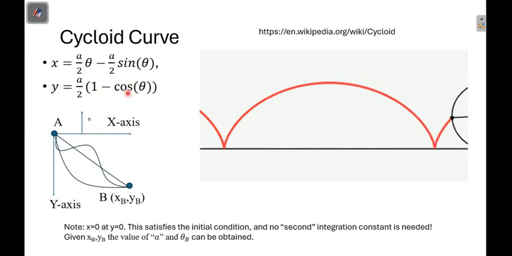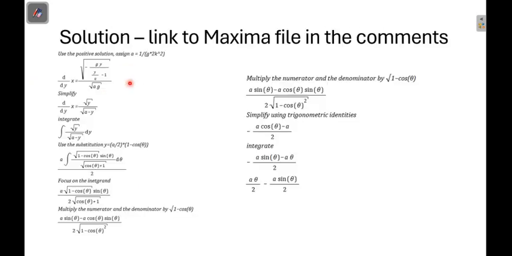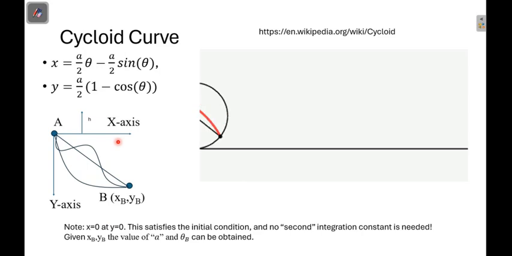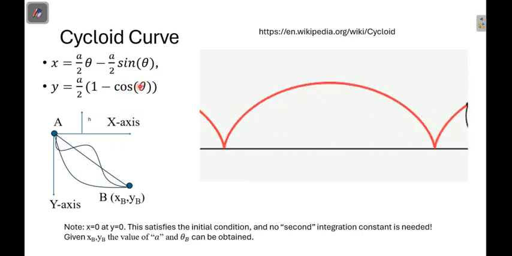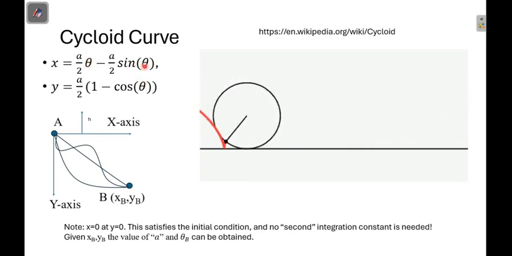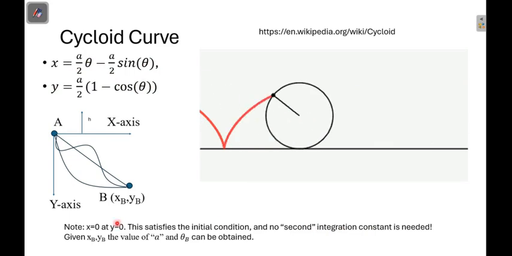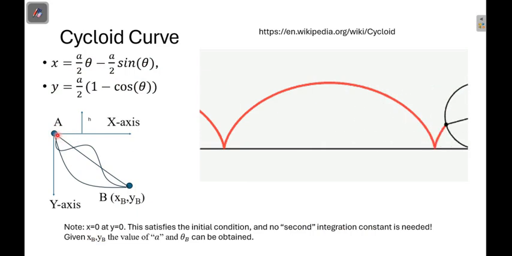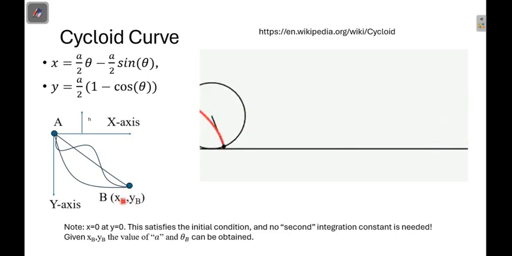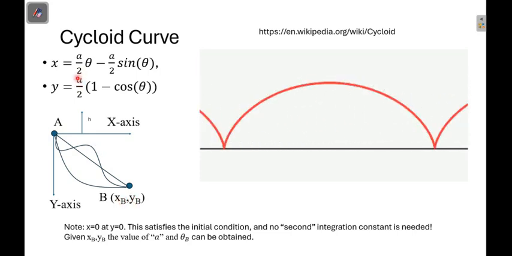By the way, this is the equation that we have used in the substitution in the integration. If we substitute theta by 0, we get cosine 0 equal to 1, and 1 minus 1 is equal to 0. So y is 0, and also 0 minus sine 0, which is 0, so we get satisfaction of the initial condition. So we didn't introduce a second integration constant. And given xb and yb, which should be given because we started by assuming that we know the starting and the end points, we should be able to calculate the constant a and the final angle theta.